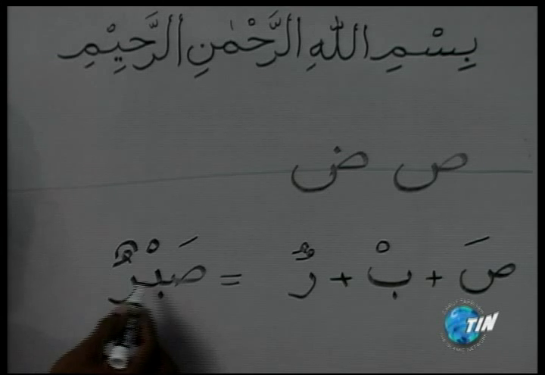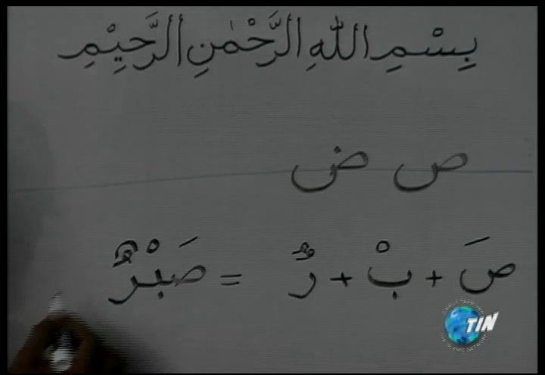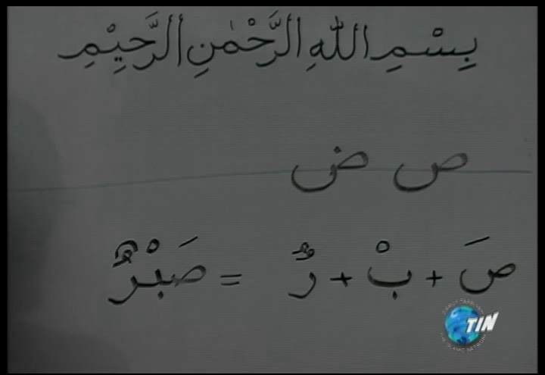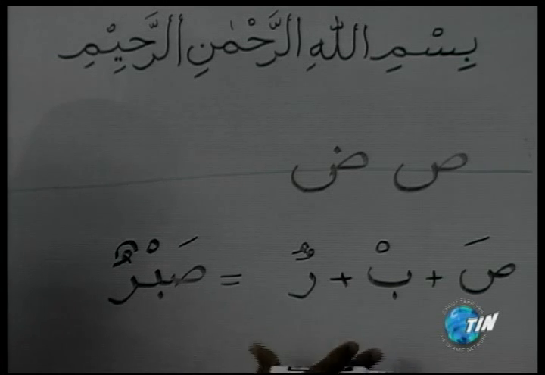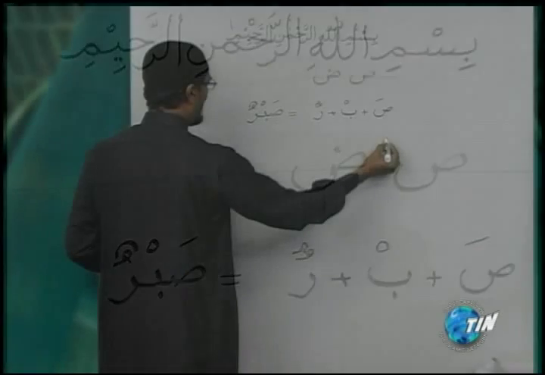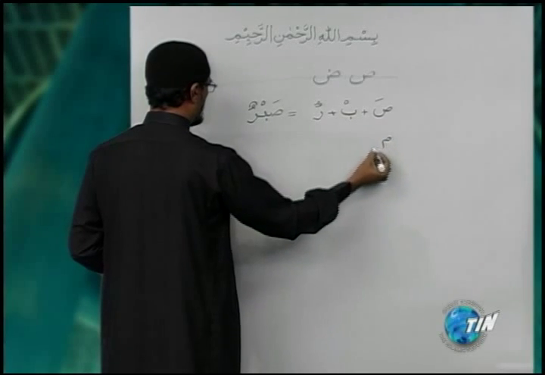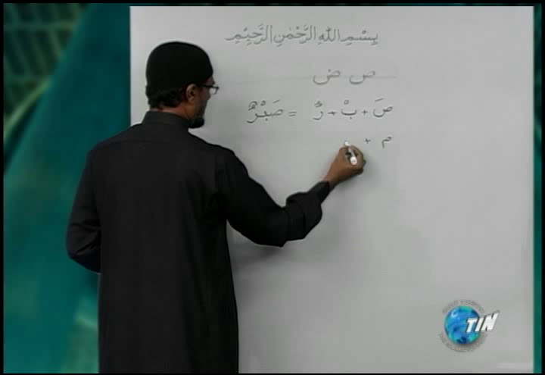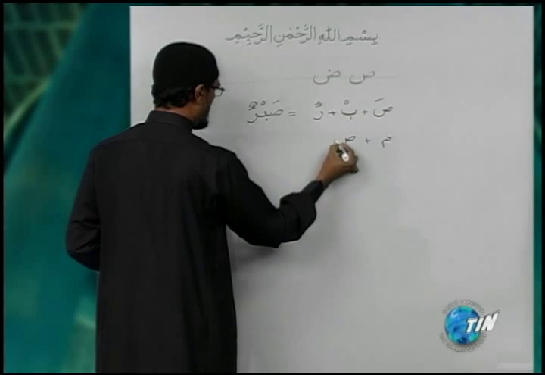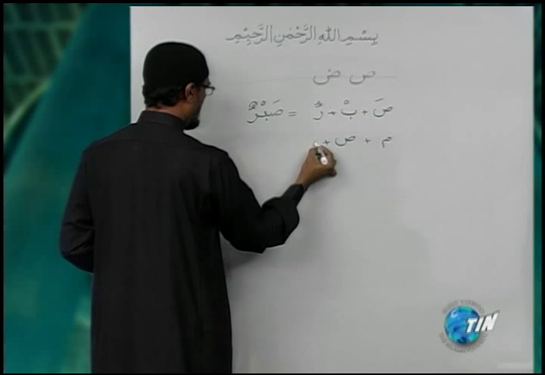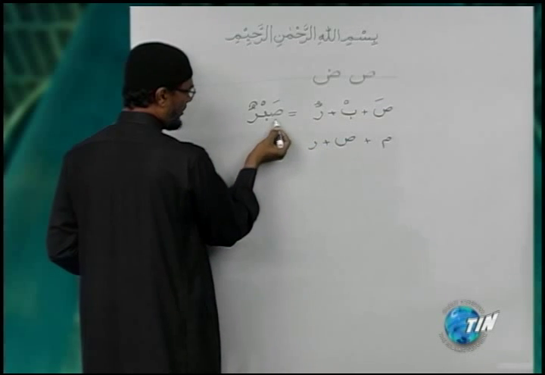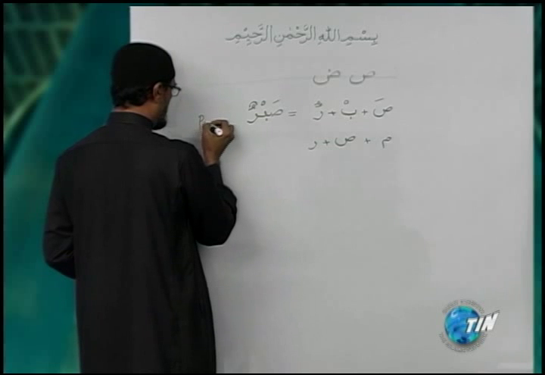Sob, Run, Sabrun. Okay, so we have learnt so far the way the Sod is written at the beginning of a word. If the Sod was, let's say, in the middle of a word, a three-letter word, let's say, for example, we have a Mim plus Sod, and then we have a Ra again. By the way, the word Sabr means patience.